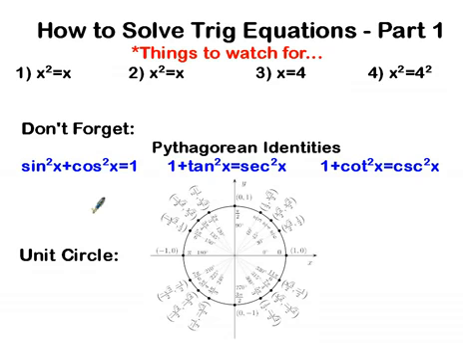Today we're going to take a look at how to solve trig equations and just some basic things to look out for when you do these. If you divide by a variable, you can actually divide out solutions or roots. So if you divide both sides here by x, you get x is equal to 1.